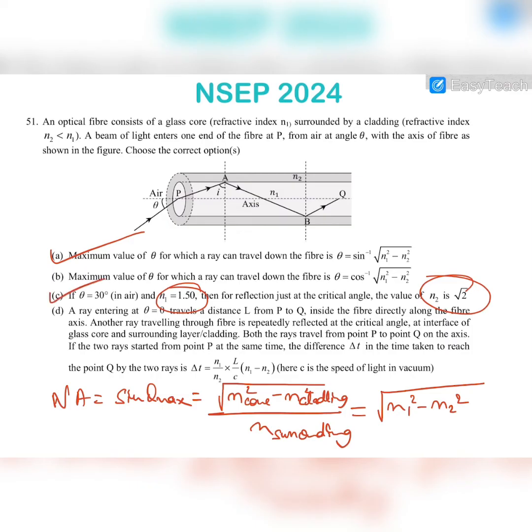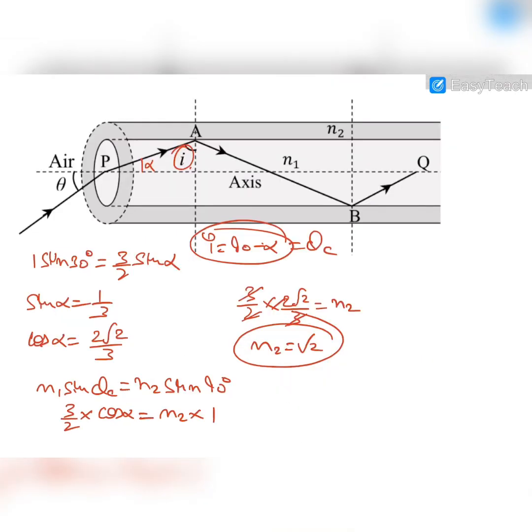Now if a ray that enters this optical fiber from point P at an angle of 0 degrees travels from P to Q, which is at a distance of L inside the fiber directly, and the other ray travels like that after repeated TIR, it takes some time, which is a different time, because the ray traveling in the straight direction will take less time, and the ray traveling like that will take some more time. So the difference of those times is this. So we have to check this option. So this is correct. This is the correct one.